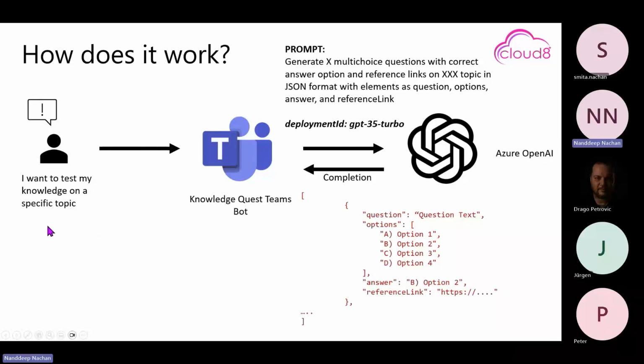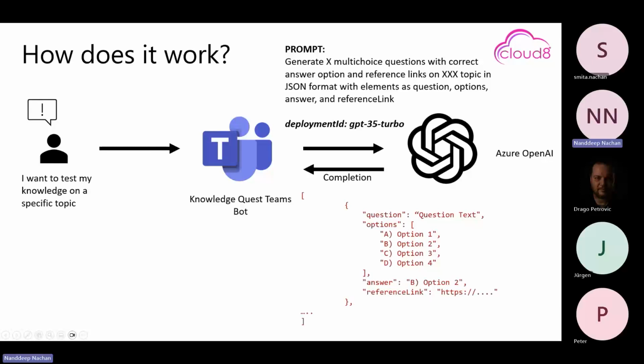So the first one is the user, and the user is saying, okay, I want to test my knowledge on a specific topic. It just starts its interaction with this Knowledge Quest Teams bot, which is hosted in Teams. Then it gets all these details from the user in the form of a prompt and provides them to Azure OpenAI, using this deployment model mentioned over here, GPT-35 Turbo. With the help of Azure OpenAI, it does all this completion and gives all the questions in the form of JSON, and we show it in an adaptive card.